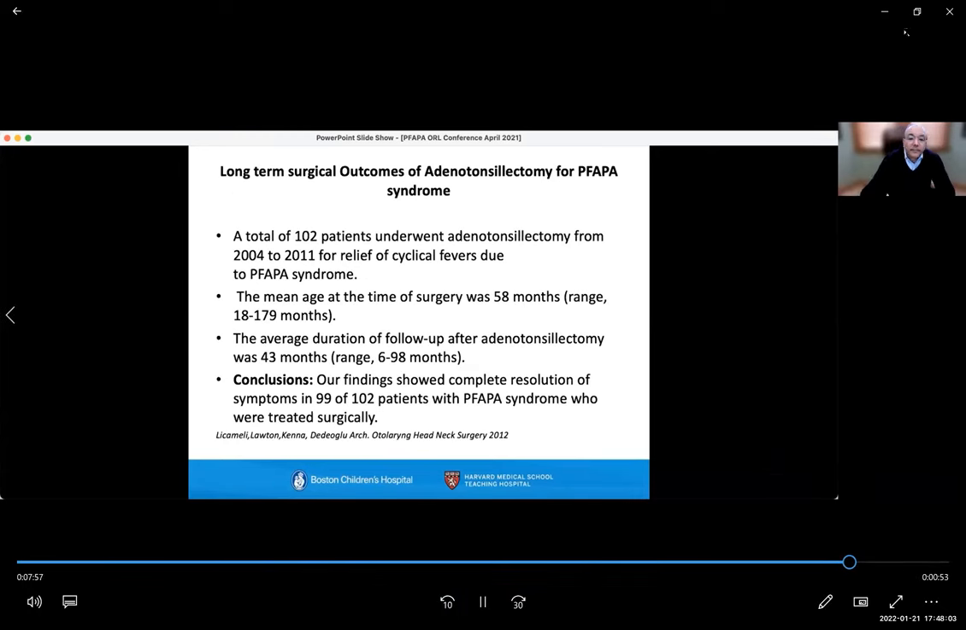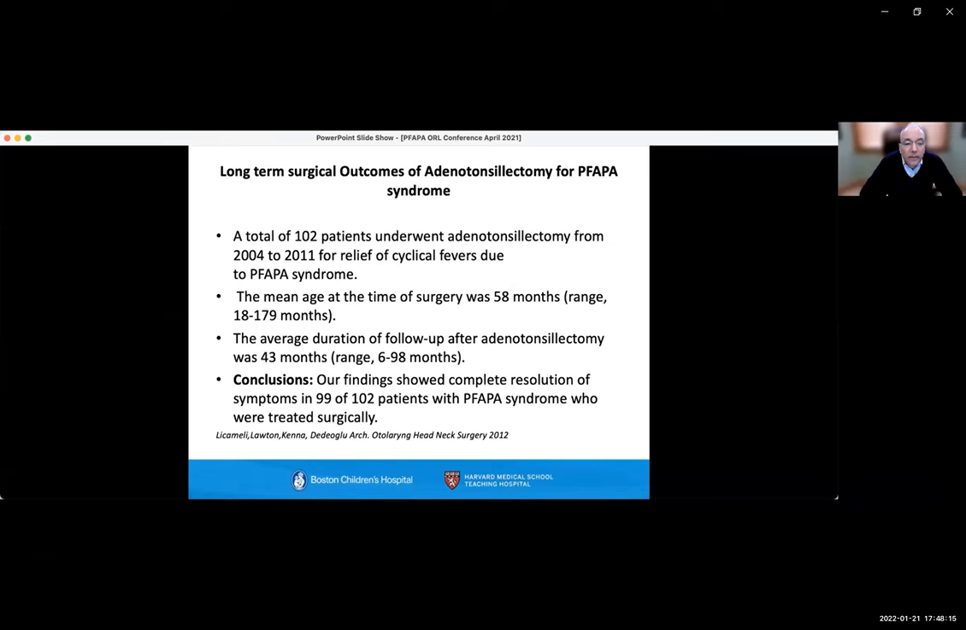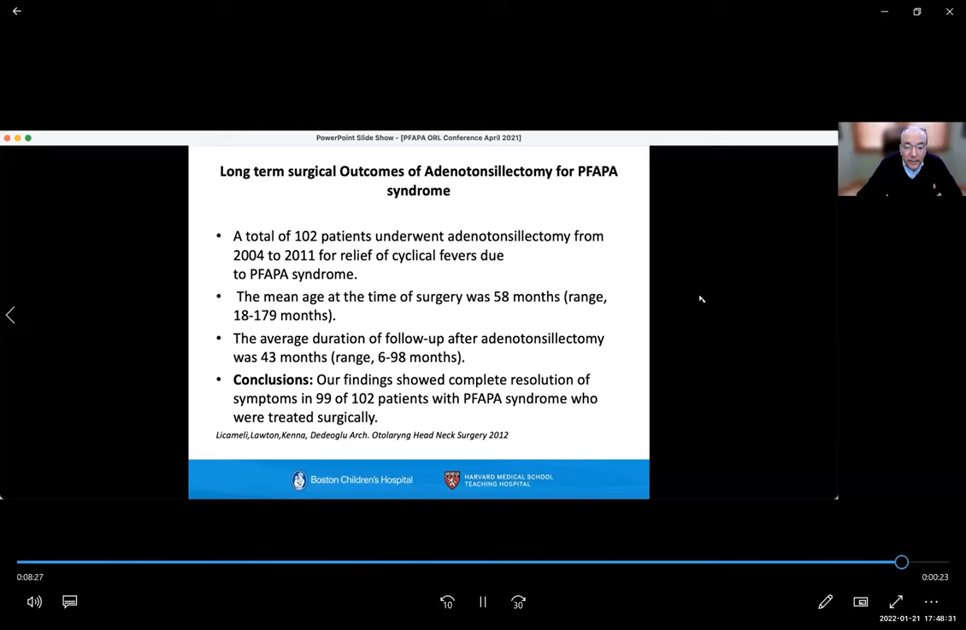In our own work here at Children's, we looked at the long-term surgical outcomes of adenotonsillectomy for this condition, and we had a total of 102 patients who underwent adenotonsillectomy from 2004 to 2011. The mean age at the time of surgery was 58 months. The duration of follow-up was approximately 43 months. And in our study, we found complete resolution of symptoms in 99 out of 102 patients.